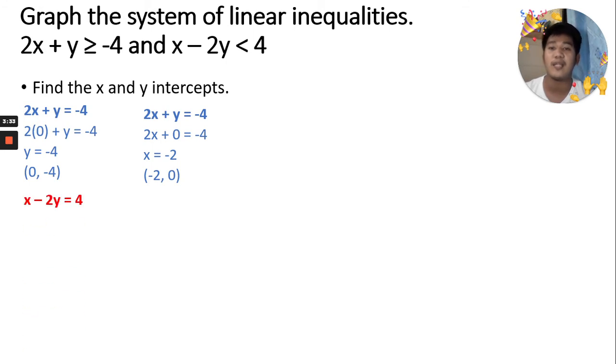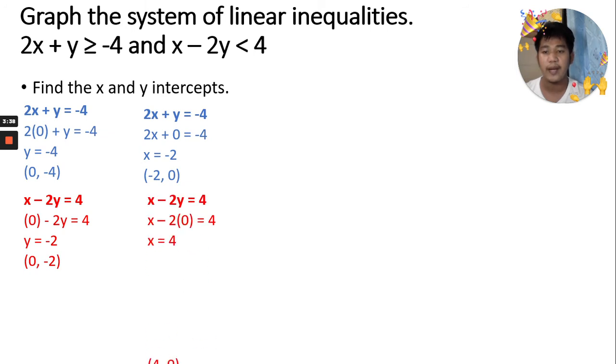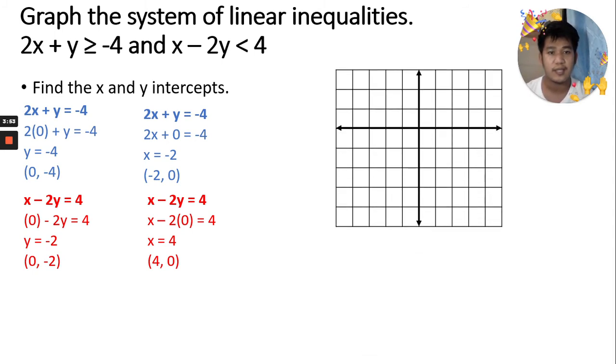And for the second inequality, x minus 2y equals 4, we have 0, negative 2, and 4, 0. So we're going to graph this. Okay, again, after finding the x and y intercepts, graph the two inequalities. So let's graph it now. 0, negative 4, and negative 2, 0. So that is 0, negative 4. How about negative 2, 0? Okay, that's it. And then, what line are we going to use?